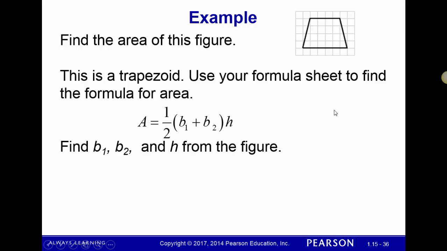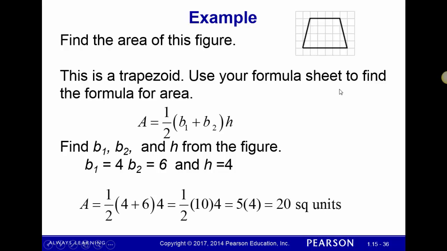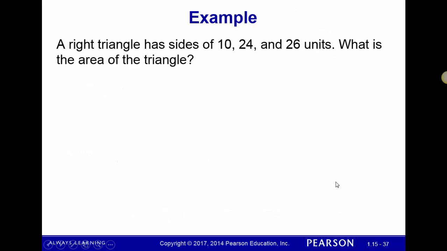And in this figure, I'm going to find B1 and B2. B1 is 4, B2 is 6, and the height is 4. Substitute in, and the area of this figure is 20 square units. A right triangle has sides of 10, 24, and 26. What is the area of the triangle?